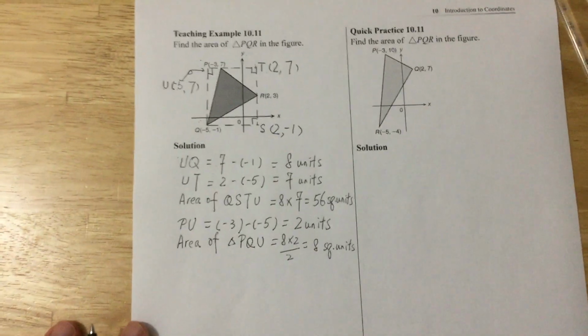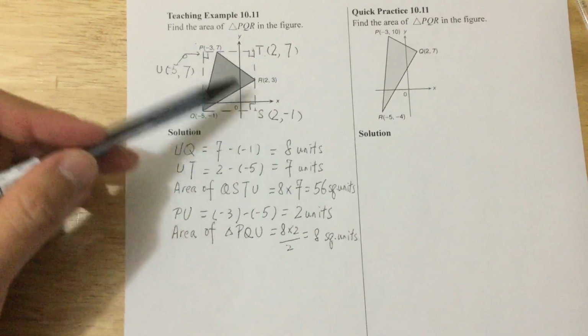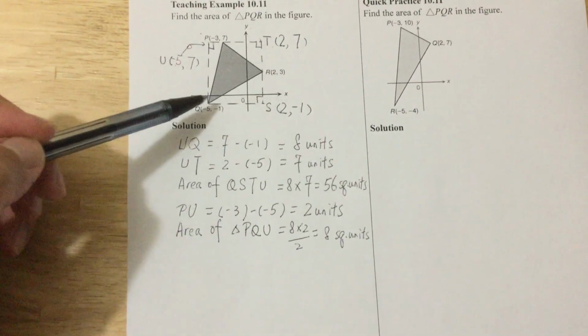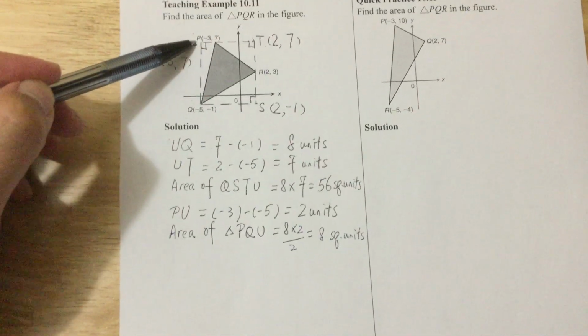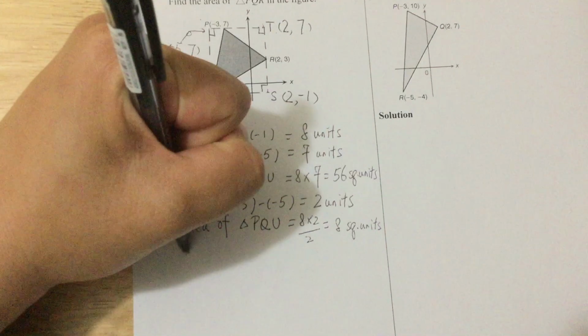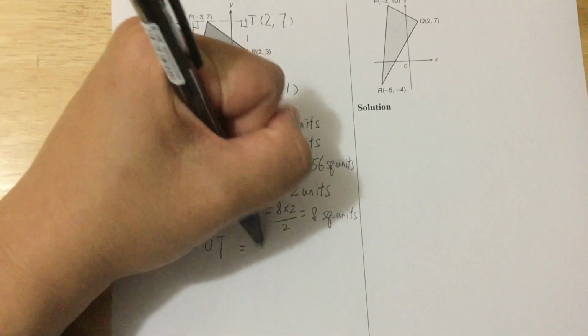Okay, now next, I found UT. So I will find the area of triangle QRS. Obviously UT is equal to QS. So QS equals UT equals 7 units.